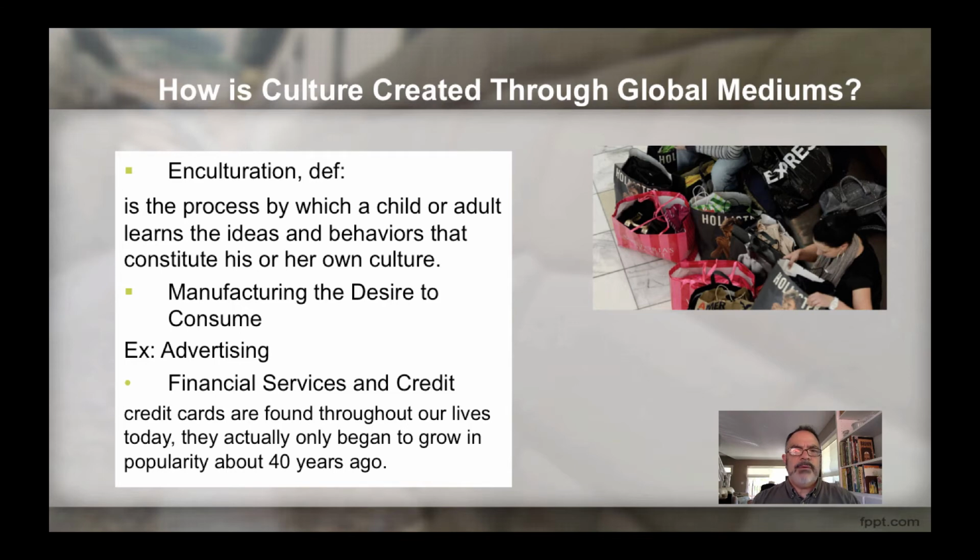So let's talk about how culture is created through a global medium, advertising. Think about this: financial services and credit. Credit cards are found throughout our lives today. They actually only began to grow in popularity about 40 years ago. Believe it or not, 50 years ago, no one had a credit card, right? Now we have people around the world in debt, right? How did that happen? Well, of course, we manufactured a desire to consume through our advertising and our worldwide advertising, and we have created an entire world full of debtors for the benefit of financial services institutions.